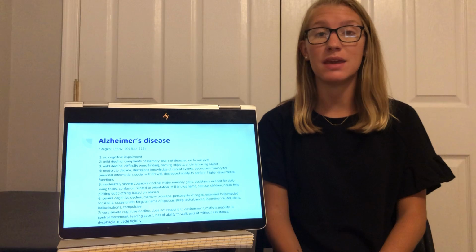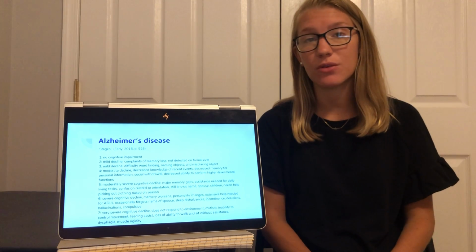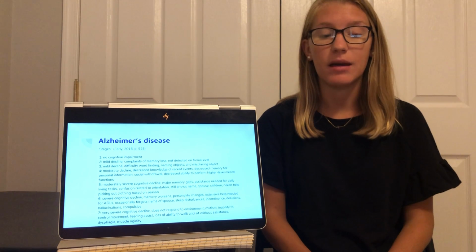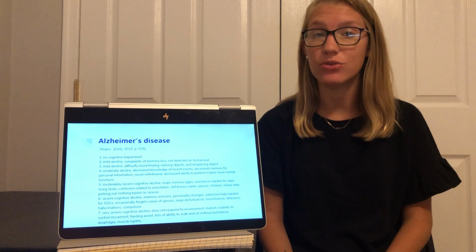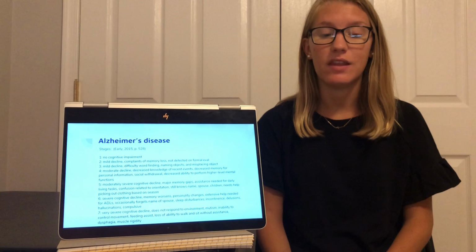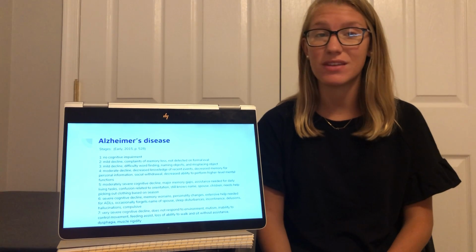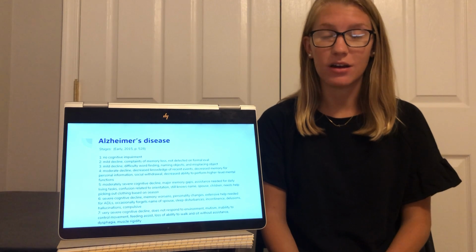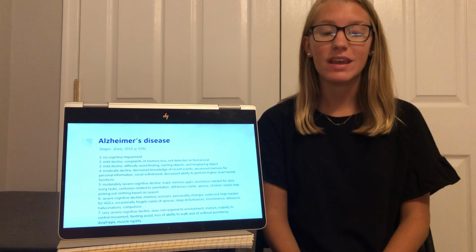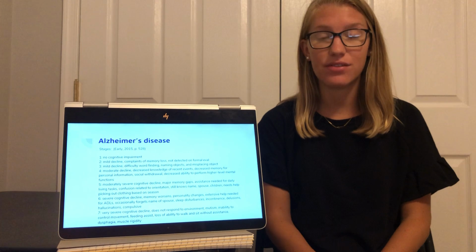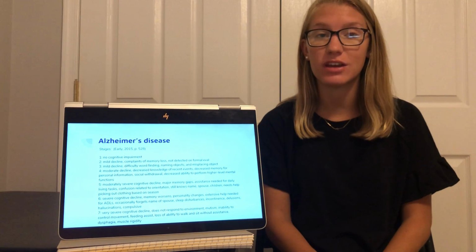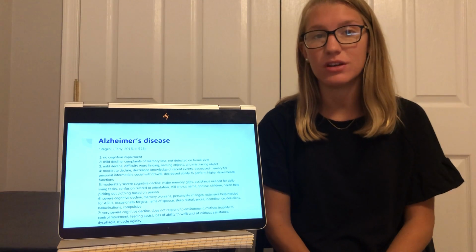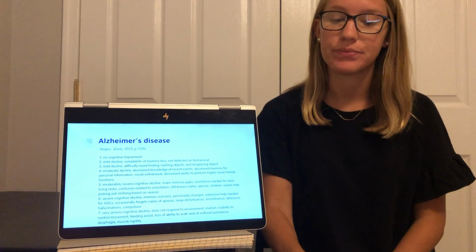So this may be the name of their spouse or grandchildren or even their children. They might start having delusions and hallucinations, and they may even become more compulsive in this stage. Stage 7 is severe Alzheimer's. They need complete assistance and they've lost communication. They may even experience incontinence, so inability to control their bowel and bladder.